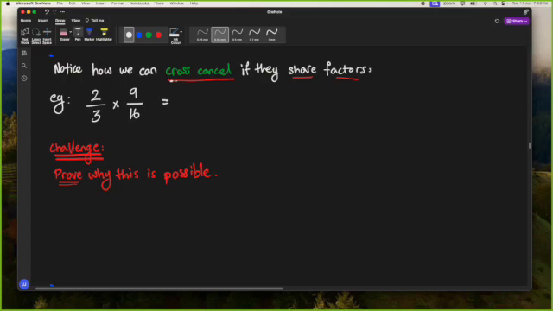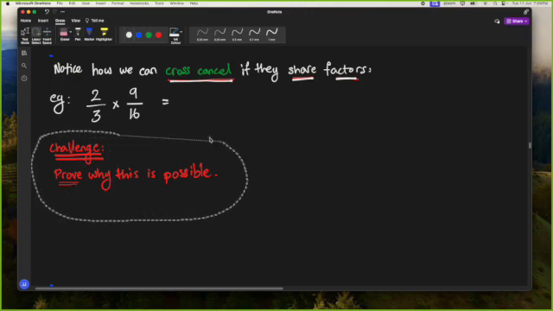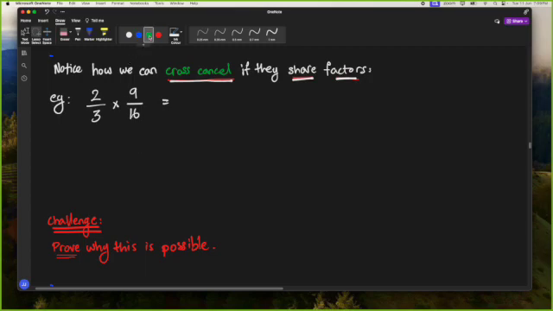Notice how we can cross cancel if they share factors. So this is cross canceling. When I'm multiplying fractions, normally I'll multiply my numerators and then I'll multiply my denominators, right? But if they share factors, like I noticed that 2 into 2 is 1, 2 into 16 is 8, so this 2 could cancel with the 16.